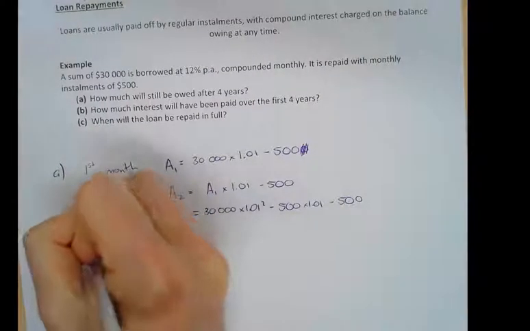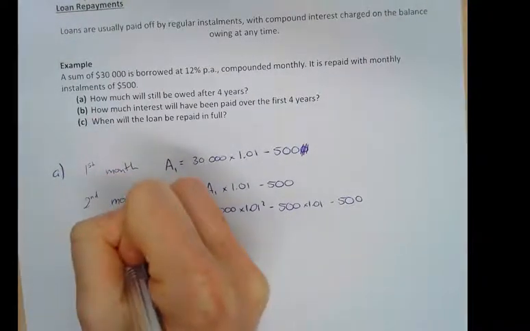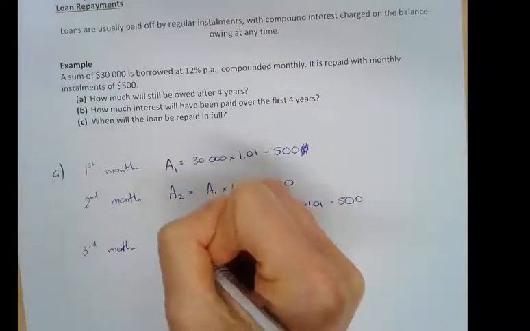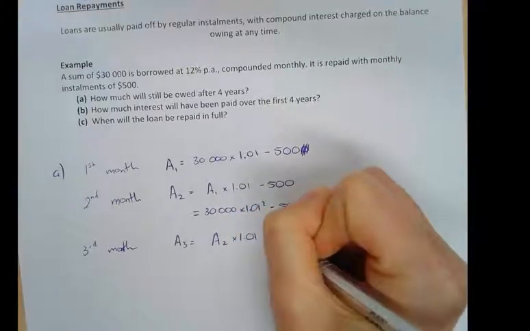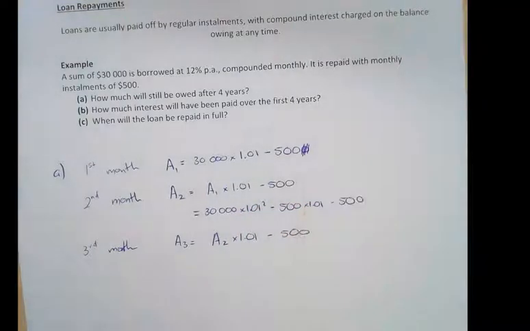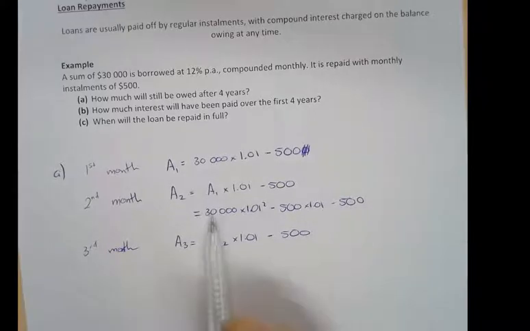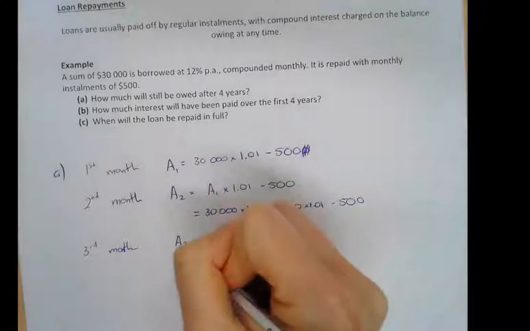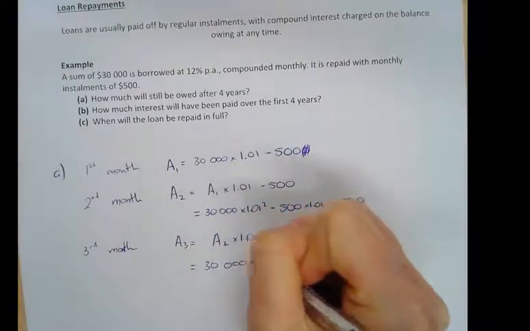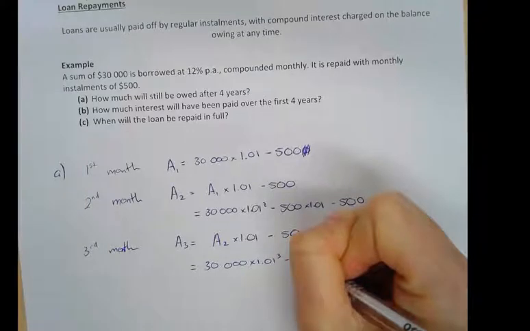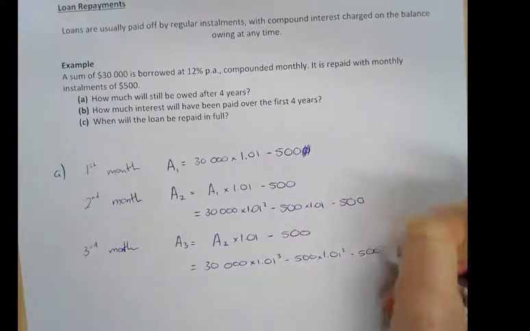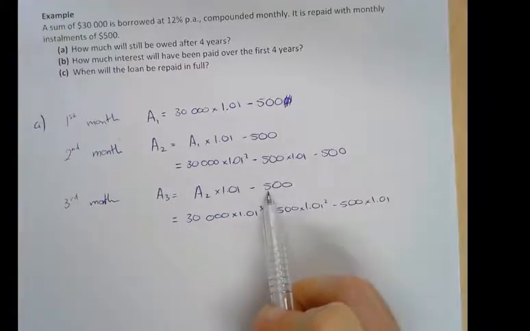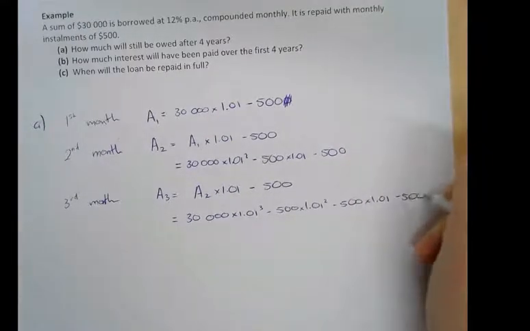Now let's do a couple more. So a third month. So let's call it A3. So that would be A2 times 1.01 to add on our interest, and then minus our $500 repayment. So if we go through and multiply everything in here by 1.01, that would give us $30,000 times 1.01 cubed minus 500 times 1.01 squared minus 500 times 1.01. And then we've got our minus 500 on the end again.